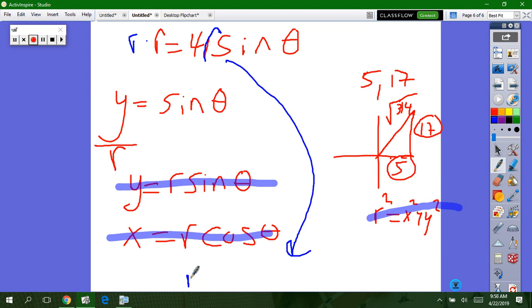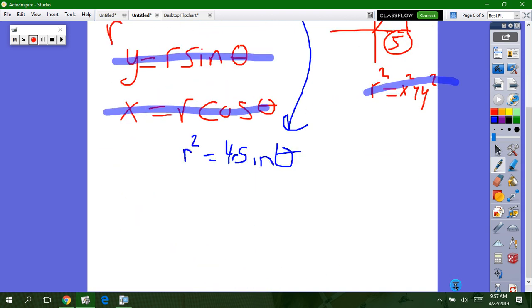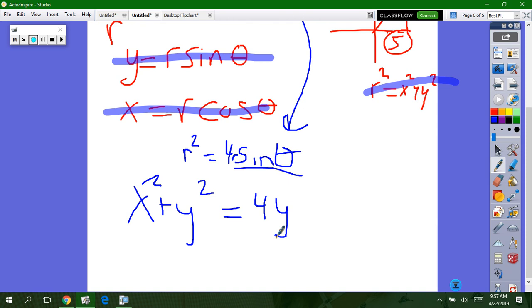So this is what I'll have. r times r is r squared equals 4 r sine of theta. What do we know r squared is, ladies and gentlemen? We just mentioned it. x squared plus y squared. Did we not just say that? Equals 4, what's r sine of theta? y. You see how we got rid of the r's and the thetas? Yes, no, maybe so.